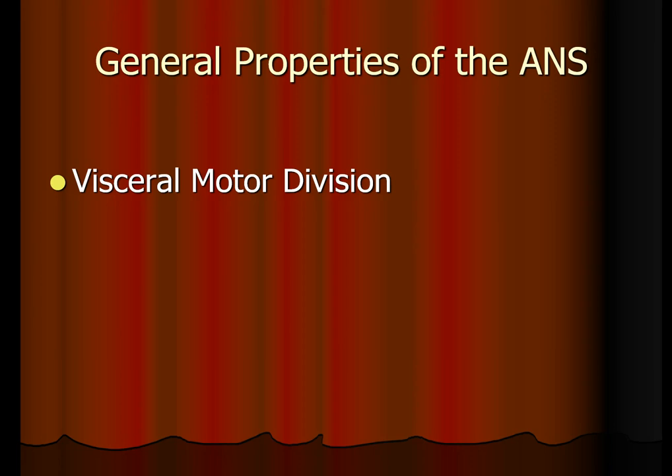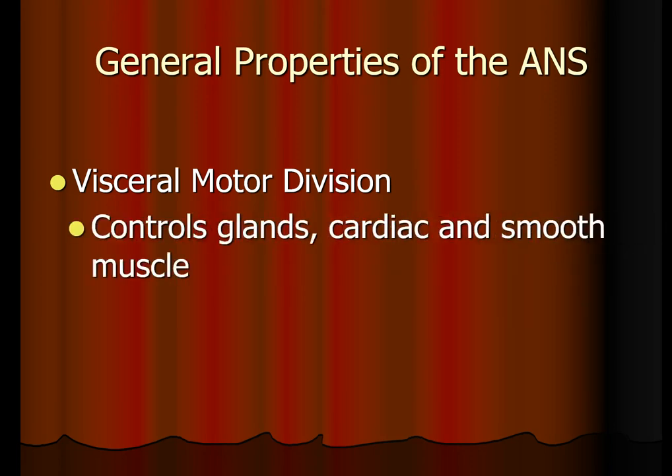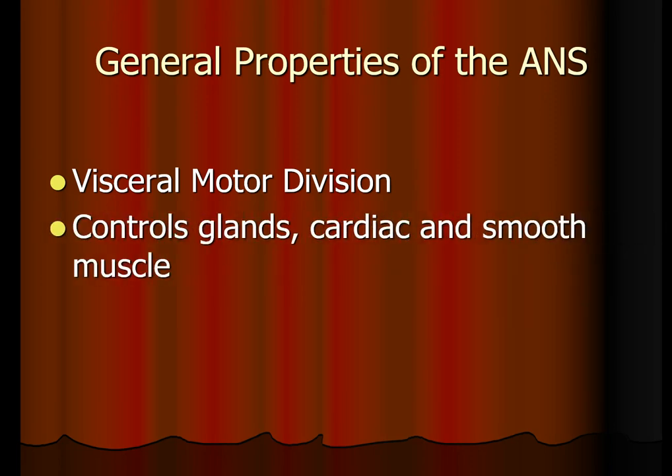So its effectors, would skeletal muscle be an effector for this? No. Okay? Skeletal muscles we know are voluntary. We control skeletal muscles. Visceral motor division, automatic things that are happening, autonomic nervous system things are going to be involuntary structures. So that's going to be what type of muscle? Cardiac muscle, smooth muscle, glands, those types of things. Good. So it controls glands, cardiac, and smooth muscle.